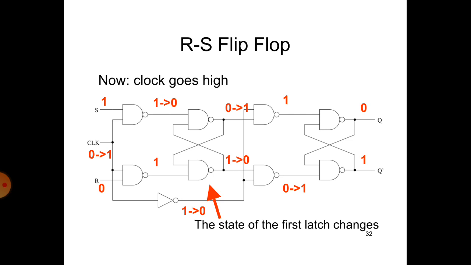So Q will be given to the input of the fourth NAND gate. The Q bar will be given to the input of the first NAND gate. The output of last NAND gate will be Q and Q bar. Q bar will be 0, Q will be 1. If Q is equal to 0, Q bar will be 1. Q bar will be 0 means Q is equal to 1. So this state of the first stage or first latch changes.